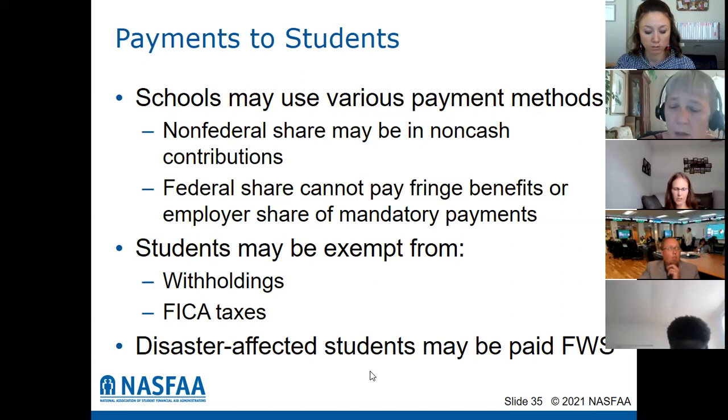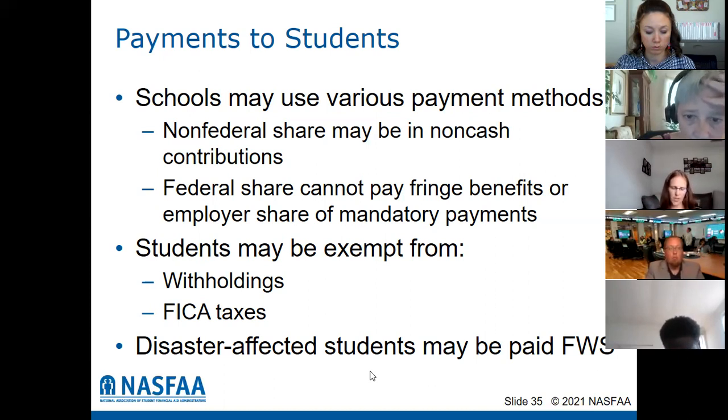There is flexibility to pay federal work study students affected by major disasters, which we've all just gone through. An institution located in an area affected by a major disaster as determined by the Department of Ed may pay disaster affected students for a period of time during which they were prevented from fulfilling their federal work study obligations. This time period cannot exceed 1 academic year. Institutions still must meet the matching requirements as discussed earlier, unless the Department of Ed waives them.